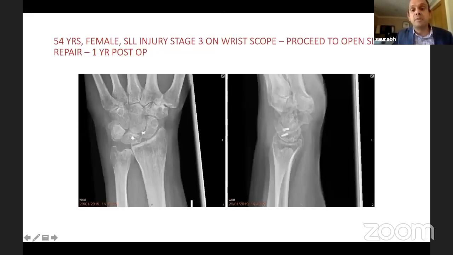And then the same lady, here at one year post-op. Why one year post-op? Because the scapholunate ligament can stretch out. So after a year, I know my gap is okay. Most important, look at the lunate. The lunate is pointing up, it's not extended. Look at the scaphoid. My scapholunate angle is absolutely right, 45, 50 degrees. So that's why you see them at one year and you discharge them.